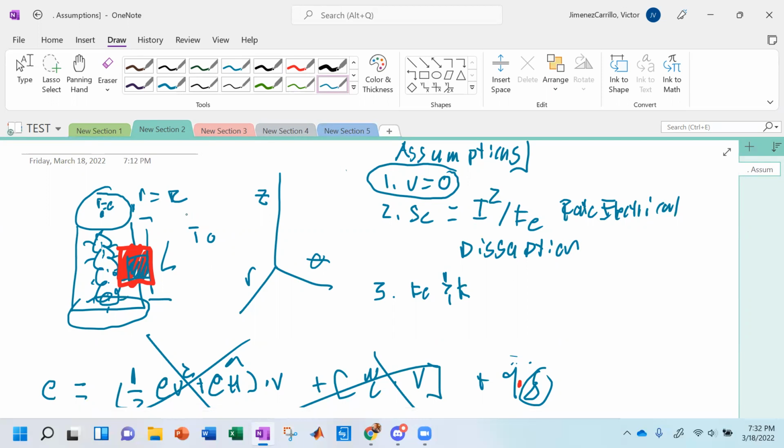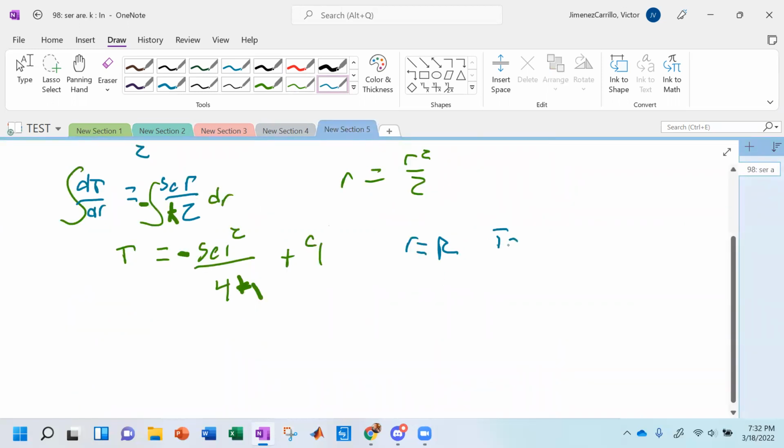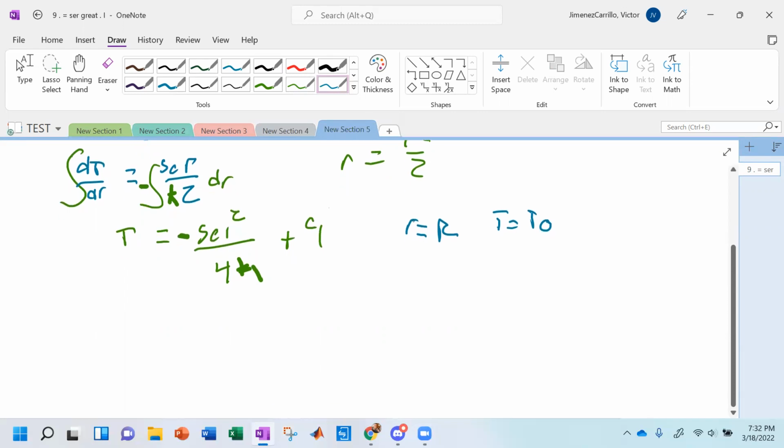Not. T naught, wonderful, Anisha. T is equal to T naught. Using your brain, you see, it's all about staring at your picture and understanding what you're being given. And also memorizing these integrations and these boundary conditions, because he reuses it.